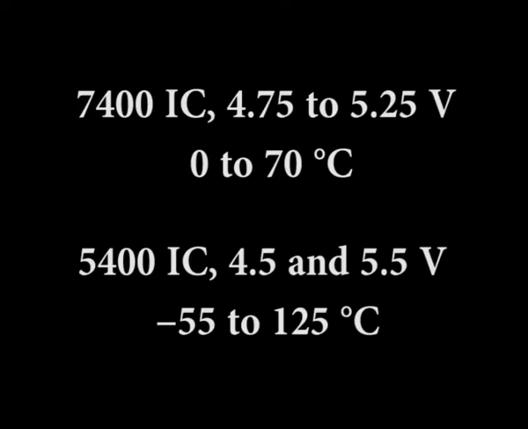For example, a 7400 IC typically has a supply voltage range from 4.75 to 5.25 volt with a temperature range from 0 to 70 degree centigrade, while a 5400 IC typically will have a voltage range between 4.5 and 5.5 volt and a temperature range from minus 55 to 125 degree centigrade.